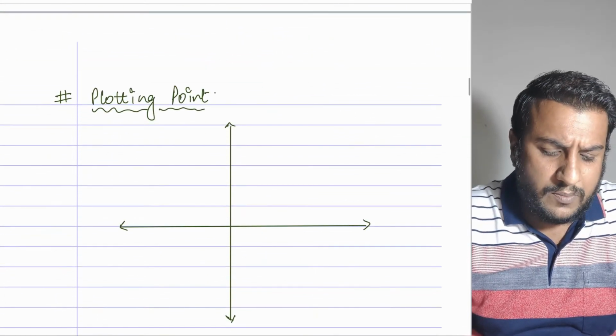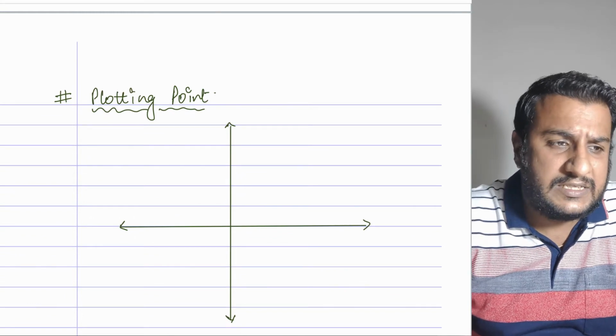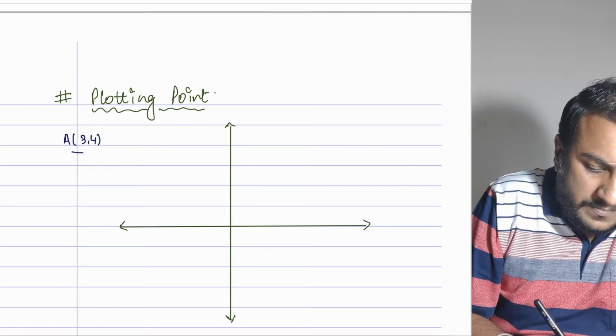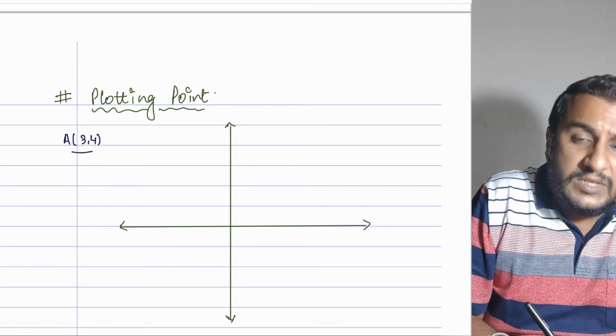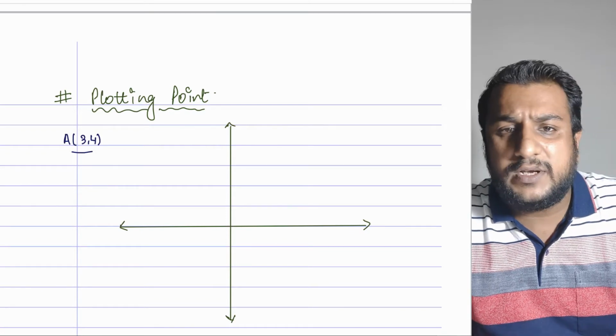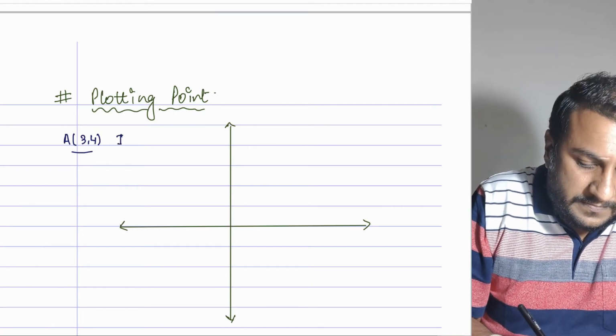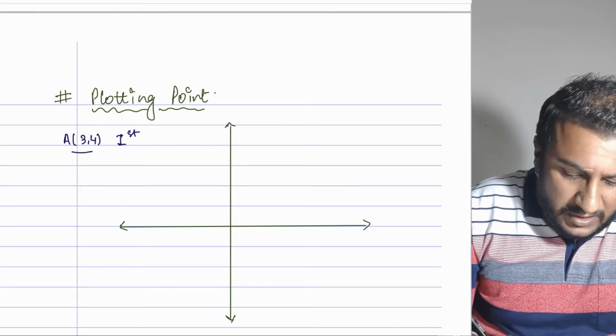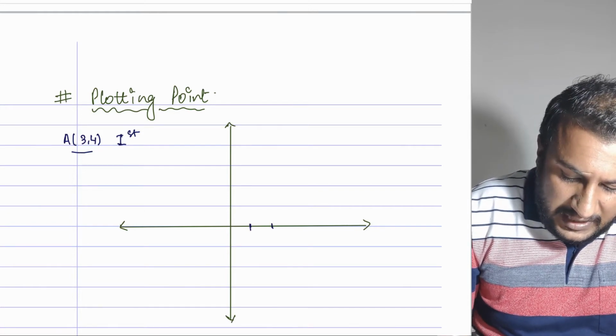Now how do we plot the points? Let's suppose I have to plot a point A which is (3, 4). Both of these are positive, so I know this point will lie in the first quadrant. So the first quadrant is this. Let's suppose I divide this in equal steps.